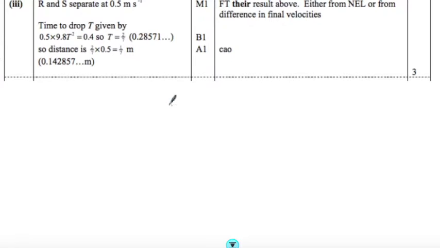So, as they've used R and S separated at 0.5 metres a second, I see what they've done. So they've done the same thing as us here, finding the time, which was 2/7, and then instead of working them out separately, they've worked out, well, if they're separating at 0.5 metres per second, they've just got to do 2/7 times 0.5 to get 1/7.